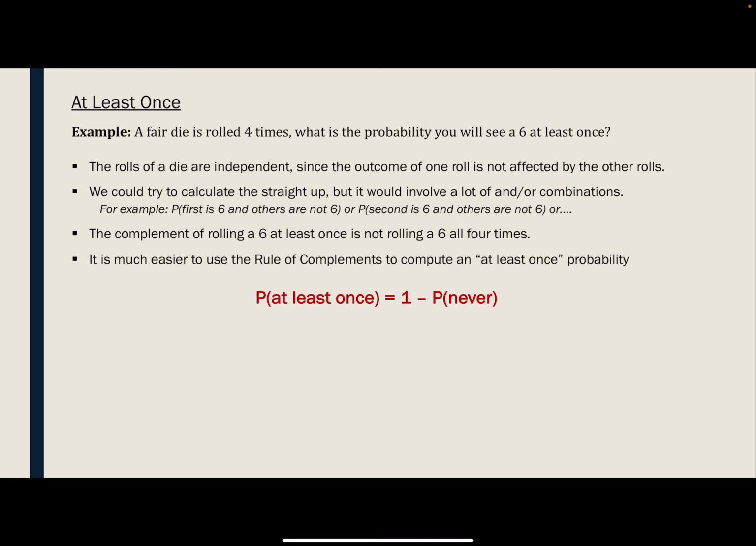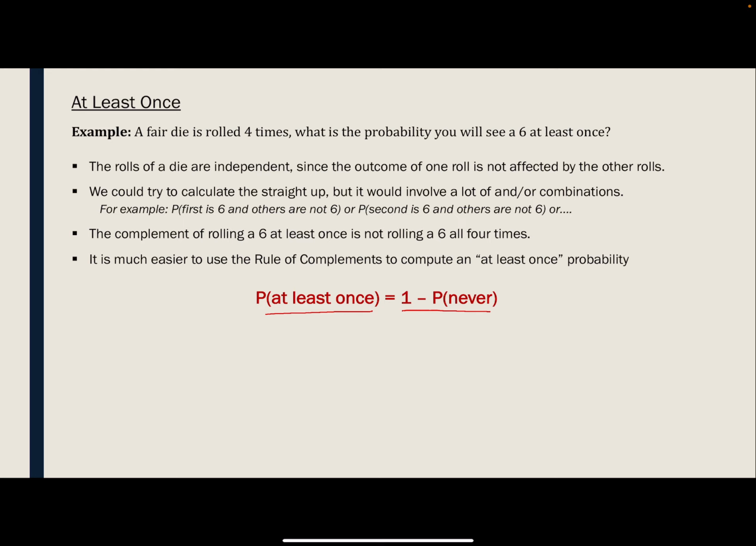So what we want to do instead is use our complement rule, because the complement of rolling at least 1 is rolling no 6s. So I want you to think about all the scenarios of rolling a 6. We could roll 1 6, we could roll 2 6s, 3 6s, 4 6s, or no 6s. So at least 1 would include the 1, 2, 3, and 4. But it doesn't include the scenario of no 6s. So the complement of at least 1 is none.